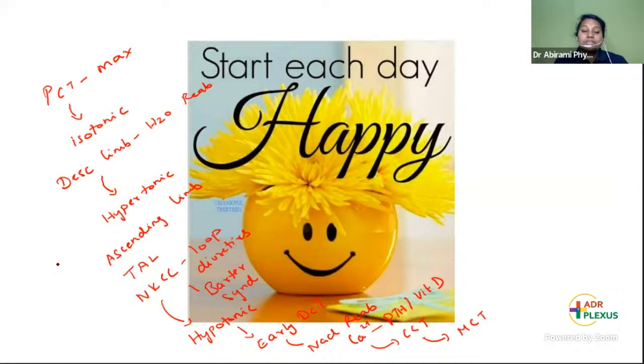So many questions are repeatedly asked from this. Another point in tubular transport is glucose reabsorption. So that is a separate topic with the splay effect. So we'll discuss that as a separate topic on another day.